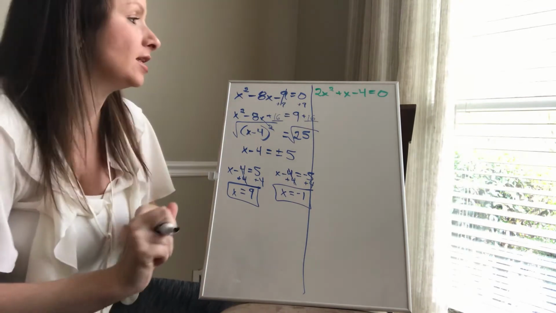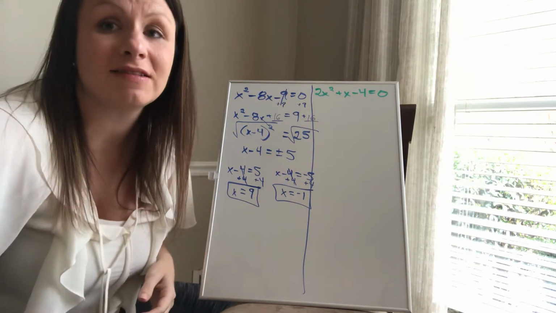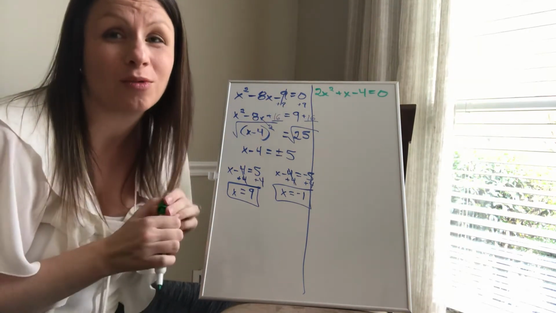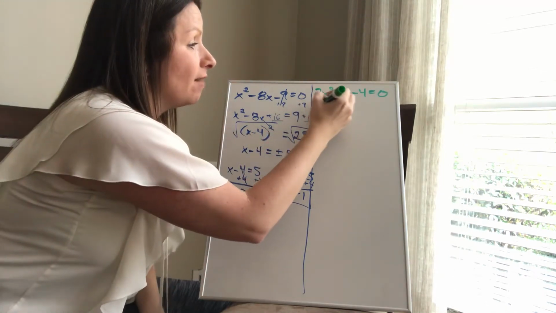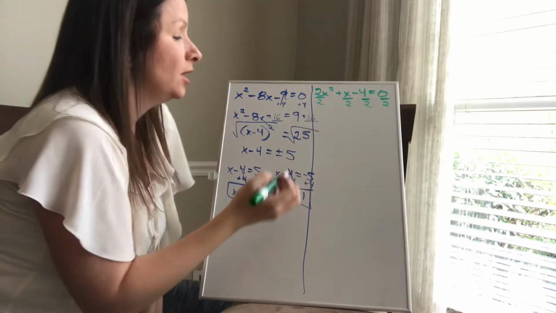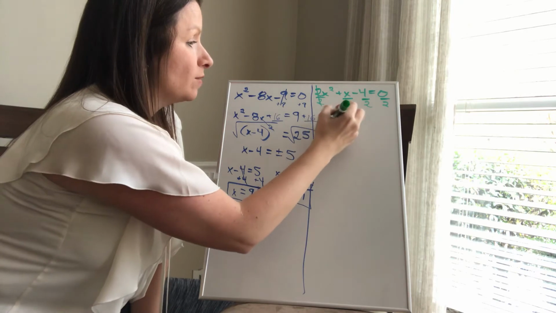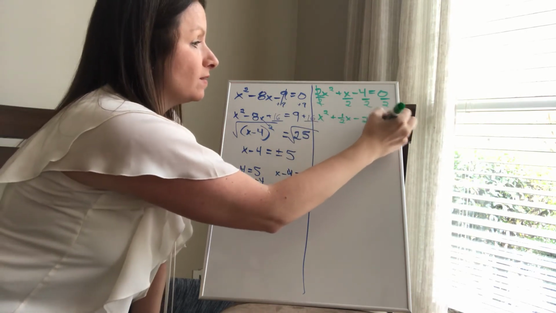Okay, so for the second equation, the problem is we start out with a leading coefficient, and in this case, that coefficient is 2. So we have got to get rid of that before we can factor that perfect square trinomial. So if we start by dividing every single thing in that equation by 2, now I have x squared plus 1/2 x minus 2 equals 0.